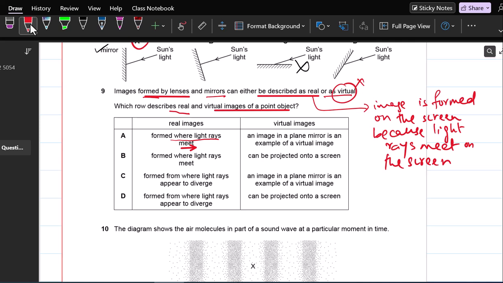An image in a plane mirror is an example of a virtual image. Yes, in a plane mirror images are going to be virtual. Yes, it is right. Formed where light rays meet, can be projected onto a screen? No, a virtual image cannot be projected on a screen. Formed where light rays appear to diverge? No, it is going to be converge. In a diverging lens we have virtual images. So these two are wrong because of what they say about diverge. So A is more appropriate. Light rays will meet, and a plane mirror has a virtual image.